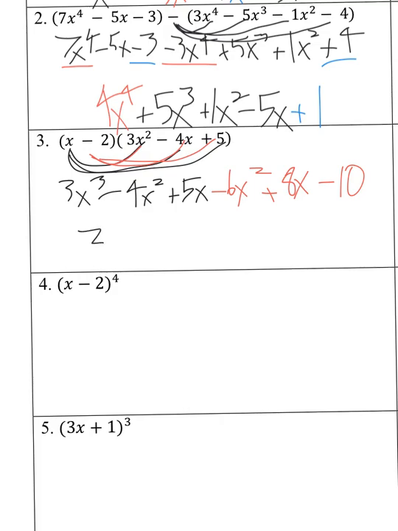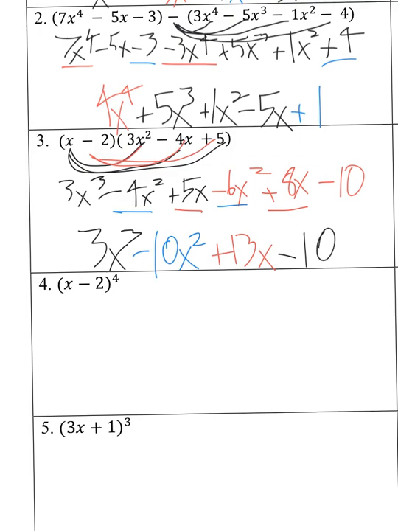Was there anything to the third power? No, there was not. Was there anything to the second power? Minus 4x squared minus 6x squared. So that will be negative 10x squared. Is there anything just to the x? Plus 5x plus 8x, so that's plus 13x. And then we just had the minus 10 that was by itself. So that's all there is to do on number 3.